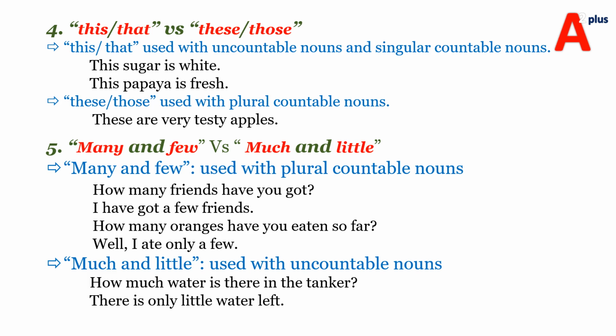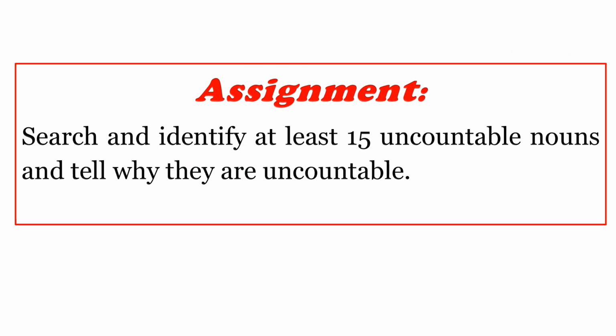Well, I will give you one assignment. Search and identify at least 15 uncountable nouns and tell why they are uncountable. Simply, Google it, okay? Google uncountable nouns, and there are a lot of things that we think are countable, just like money, time, bread, cake. There are a lot of confusing things that we think are countable, but they are actually uncountable.